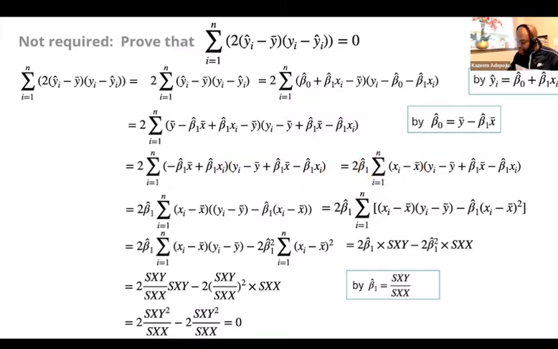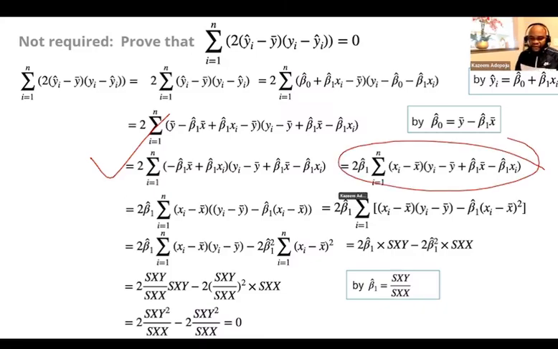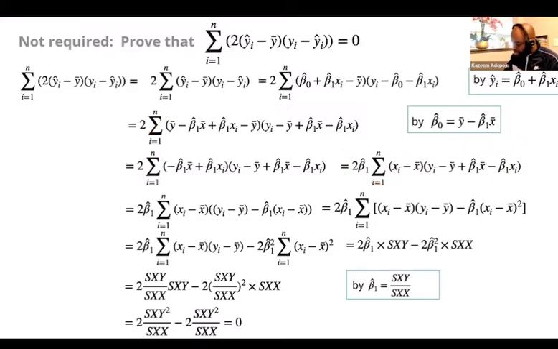Now we are finally here. The next thing we are going to do, since we're here, take a look at that. The beta 1 cap is common. We can actually bring it out. Bringing it out, we can write that as that. We still have the whole of this entity unchanged. Now we are on that.